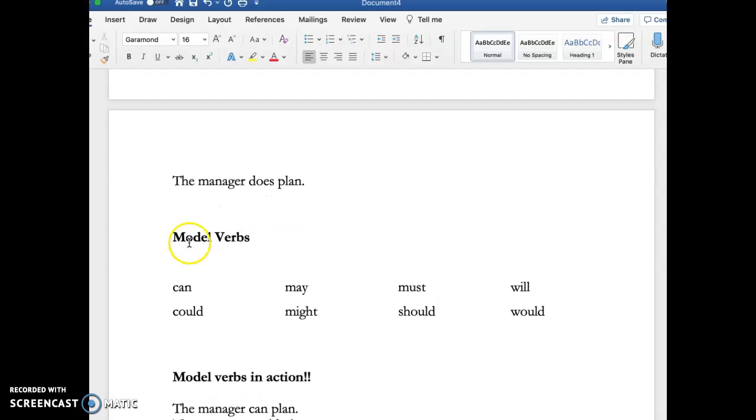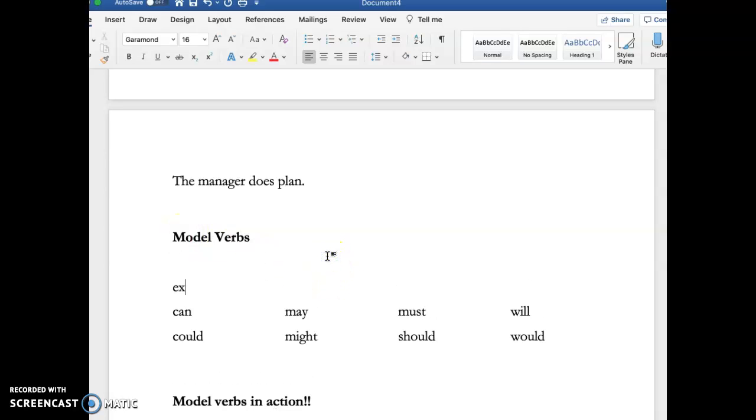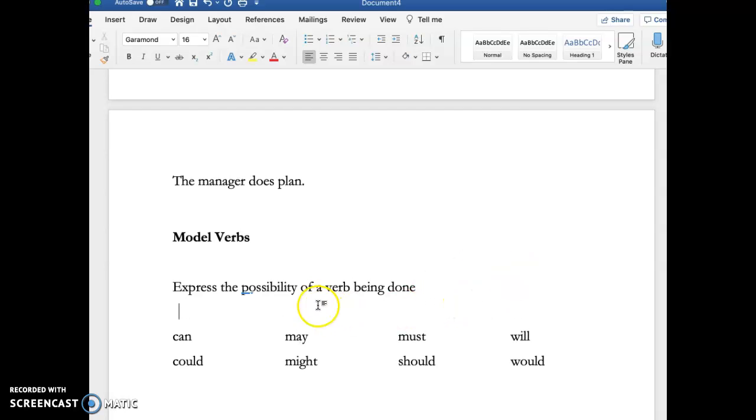And then we have these weird verbs called modal verbs. And modal verbs express the possibility of a verb being done. Sorry, I can't type very well. Being done. So in other words, you can go to the store means I think you can, right? Or you may go to the store means I'm giving you permission to go to the store.